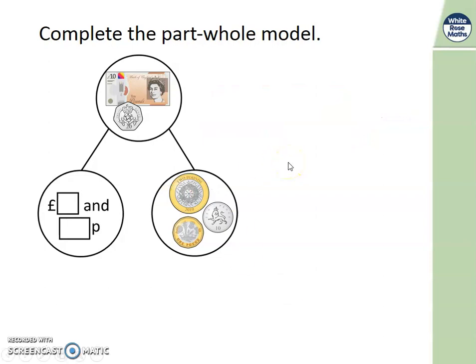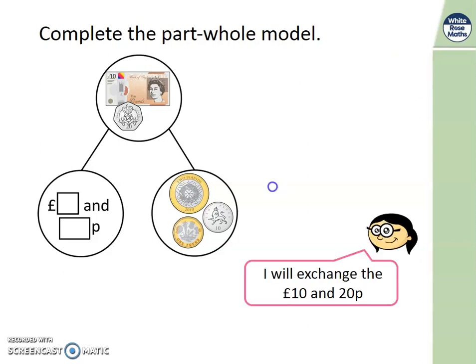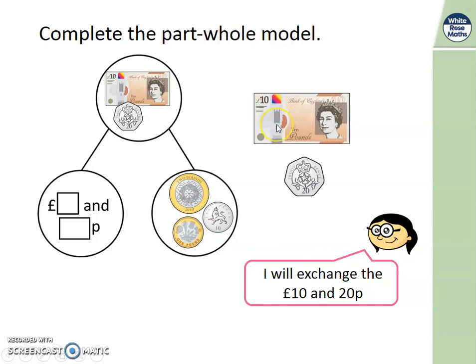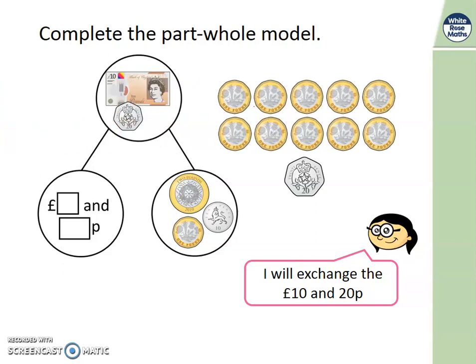Let's apply it to this question. The whole amount is £10 and 20 pence. And one part of that is £3 and 10 pence. Have a think which way you'd like to try to work it out. Let's try this way first, exchanging the £10 and the 20 pence. Let's build it. So your £10 can be exchanged for 10 £1 coins. The 20 pence can be exchanged for 2 10-pence coins.